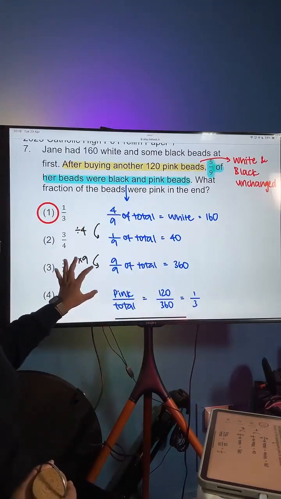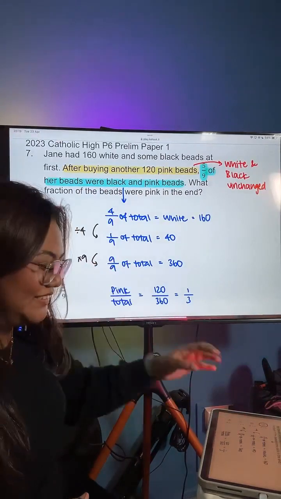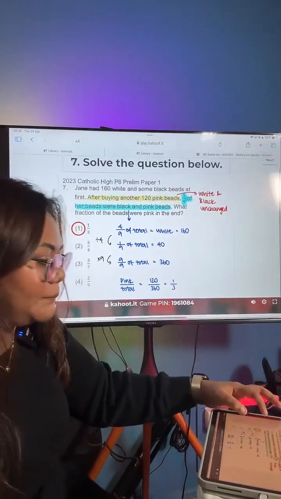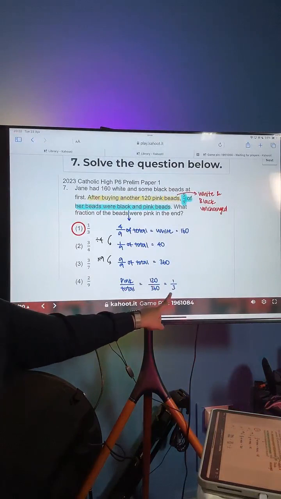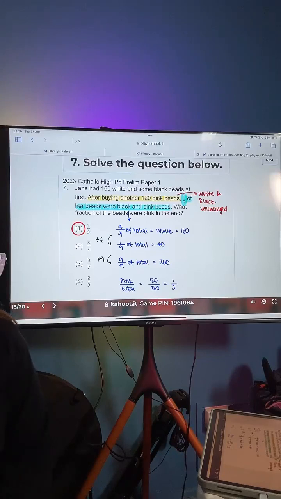Since I want pink over total, if I want pink over total, that will be 120 pink, total 360, that's 1/3. 120 out of 360, that's 1/3.